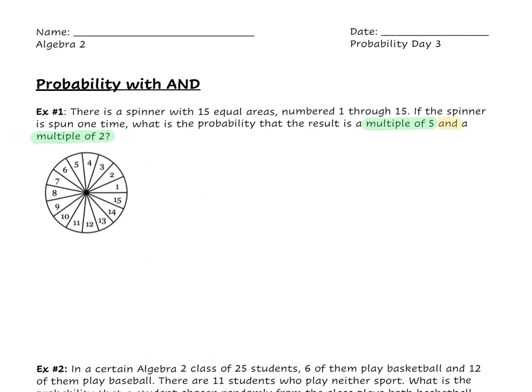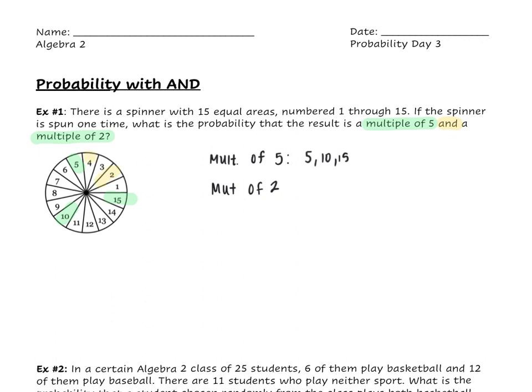So let's list out all of the multiples of 5. So on the spinner, I'm going to highlight the ones that are multiples of 5. So we have 5, 10, and then 15. So those are the only numbers on that spinner that are multiples of 5. Then I'm going to find the multiples of 2.